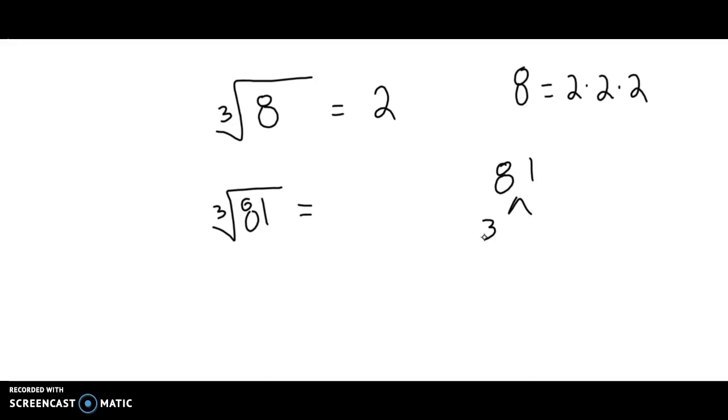81 divided by 3 is going to give you 27. And you want to keep dividing by 3 until you can't divide by 3 anymore. So 3 goes into 27 9 times, and then 9 is 3 and 3. Now, when we're doing square roots, we make our factor tree and we pick a pair of numbers because we're taking a square root. We're looking for pairs.